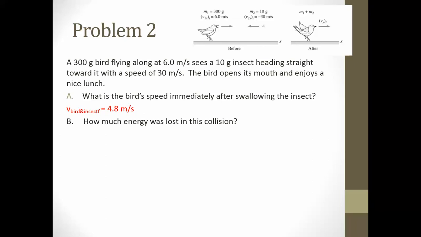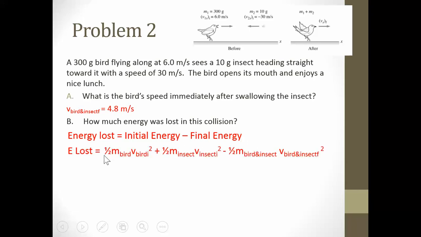The second question is, how much energy was lost in this collision? So for these problems, we're going to look at kinetic energy. We're not going to consider any change in potential energy, but just what was the initial total energy of the bird and the insect, and then what was the final energy of both together. So what we're going to look at is the energy lost. The energy lost is our initial energy, whatever we started with, which is going to be greater, minus our final energy. Our initial energy is our kinetic energy of the bird initially, plus, and that's 1/2 mv squared, because that's what kinetic energy's equation is, plus our initial energy of the insect.